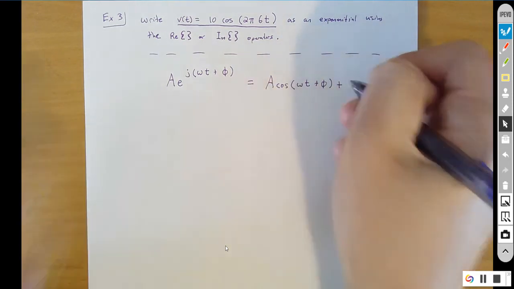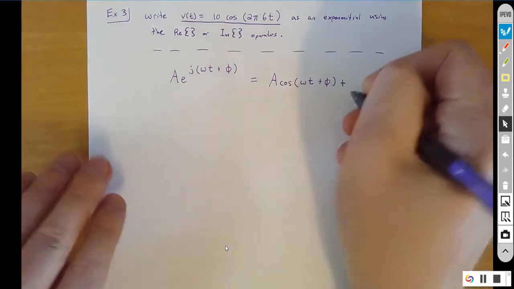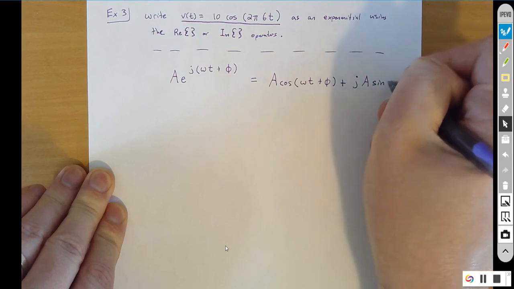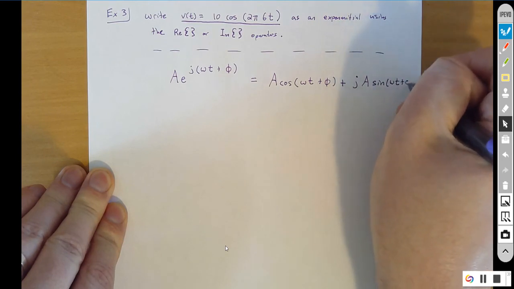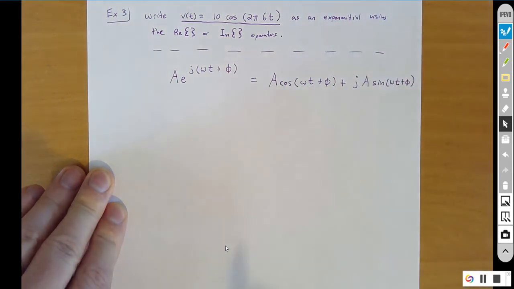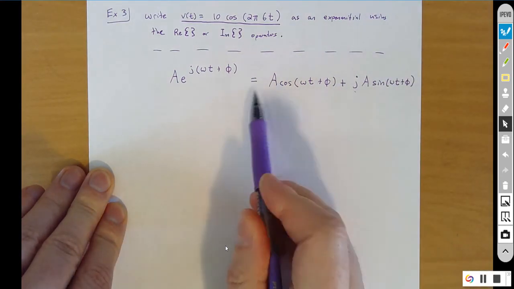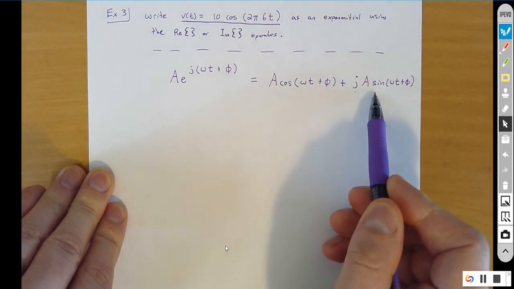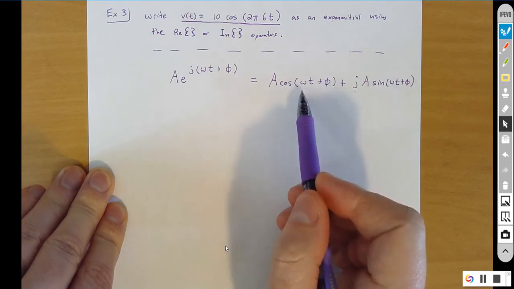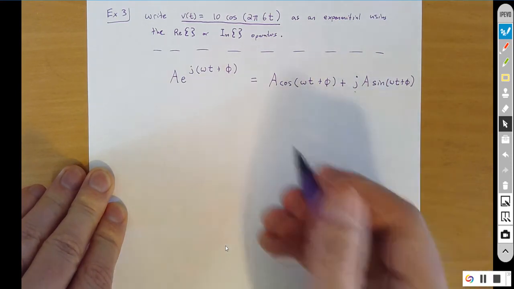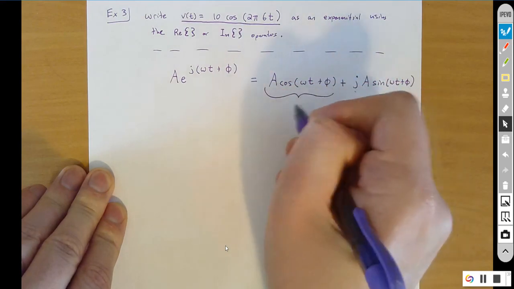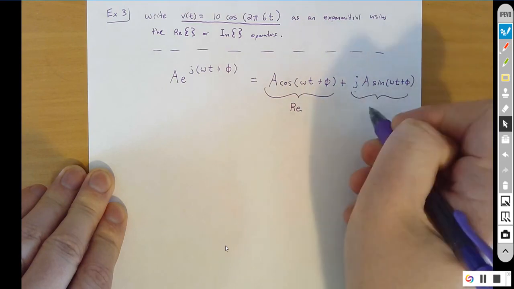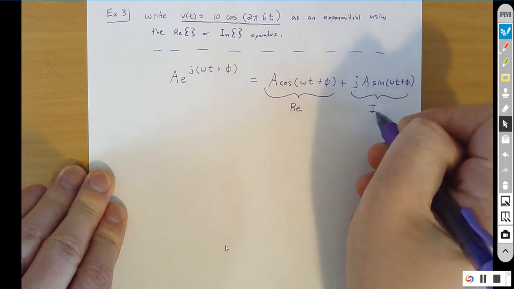And then plus j, again j for imaginary, a sine omega t plus phi. So as you notice, our sines have an imaginary term in front of them, our cosines do not. That is the main reason why you'll see almost every problem use a cosine function and not a sine function, because it's much easier to relate back to the real part of this instead of the imaginary part. So we call this the real part, and we call this the imaginary part because this has an imaginary term in front of it.